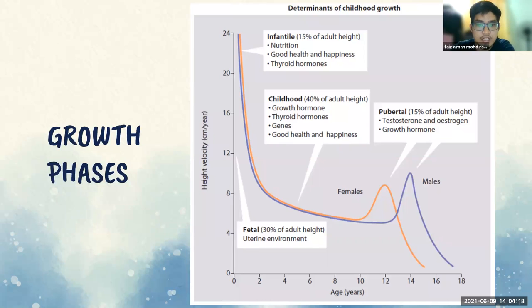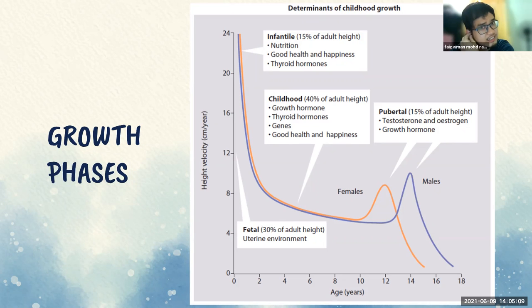Before this, this is the graph of height velocity over age for males and females. The infantile phase, accounting for 15% of adult height, is also rapid but characterized by decelerating velocity. During this time, nutrition plays a vital role in growth, as well as hormones, particularly thyroid hormones, and good health and happiness. Then the childhood phase accounts for 40% of adult height. It is a slow and prolonged phase of growth where hormones play a particular role, particularly growth hormone and thyroid hormones. At this point, genetics also play a vital role, as well as good health and happiness.